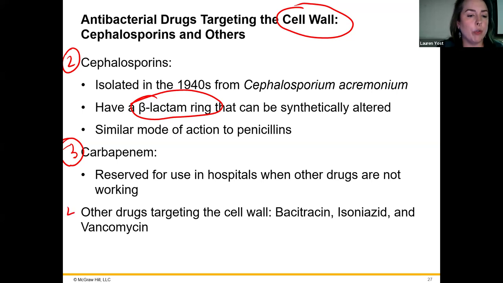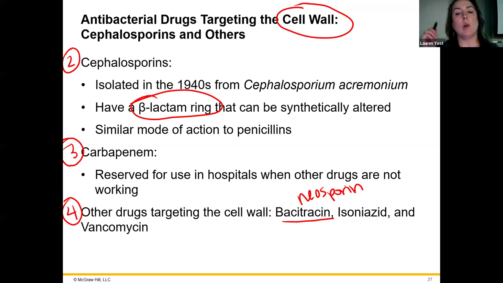We also have, I put a four down here. Don't count these guys out, all right? Bacitracin, this is in Neosporin. Neosporin is a triple antibiotic cream with three antibiotics. You guys know that. The three antibiotics are going to be bacitracin, we already mentioned polymyxin, right? And then neomycin. That's why we get Neosporin. Okay, we're going to talk a little bit about what each of them are, just kind of in passing, I'm not going to lie. But right now, bacitracin affects the cell wall, okay?